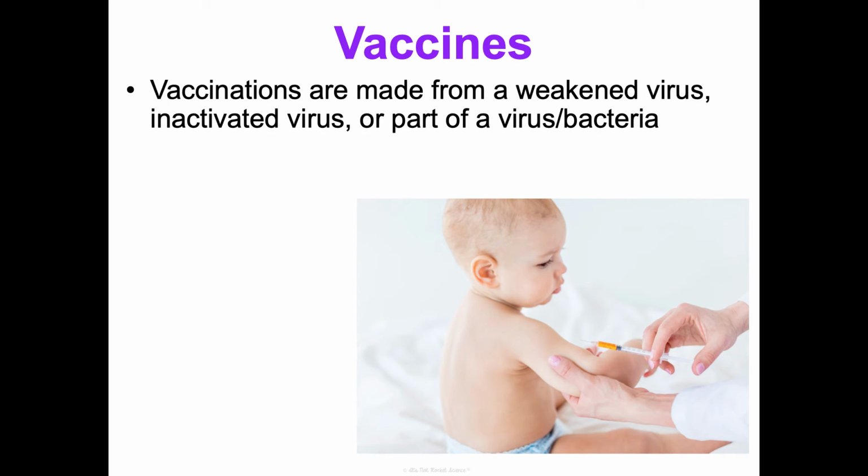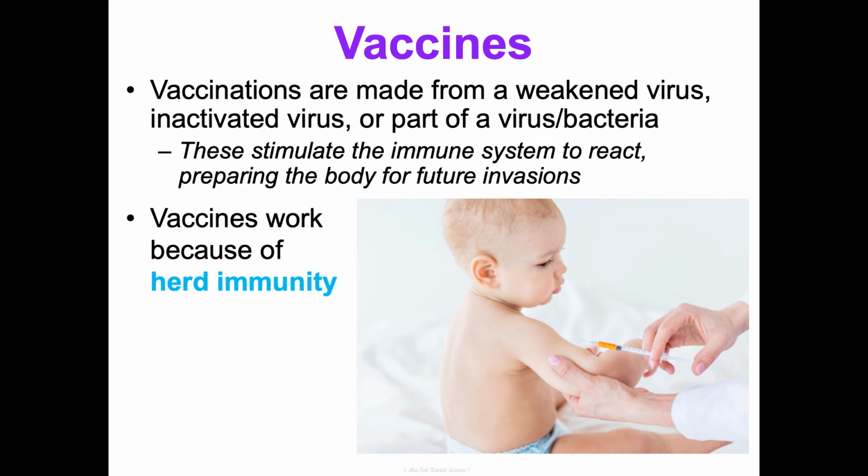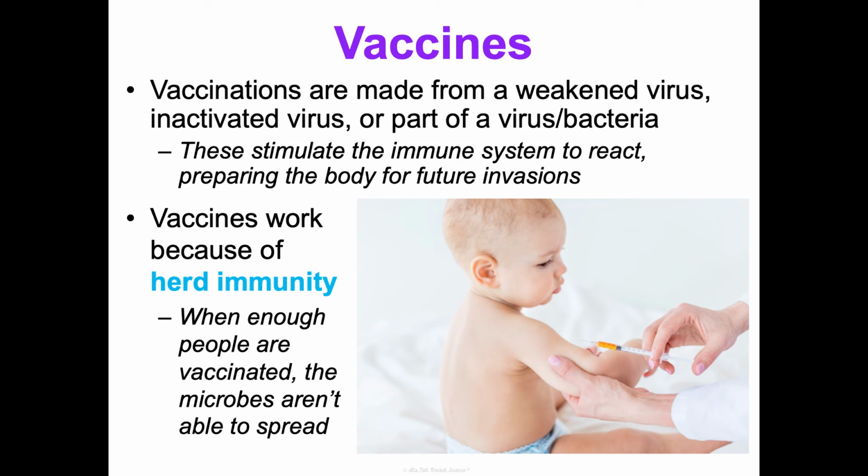They're typically made from an activated virus or part of a virus or bacteria, like a dead pathogen or a weakened virus. And again, they're just stimulating your immune system to react and preparing your body for future invasions that would be more intense. And vaccines only work because of herd immunity. So when enough people are vaccinated, the microbes aren't able to spread. Another term for this is community immunity.